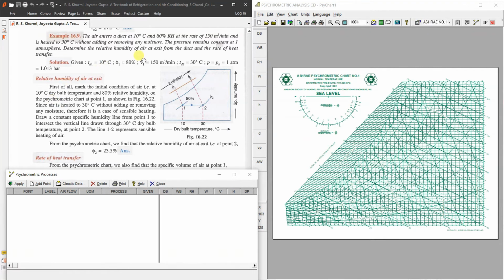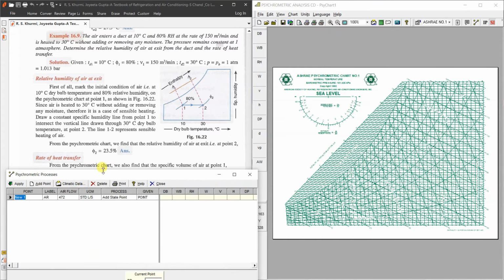Okay, next, determine relative humidity of air at exit from the duct. So point number 2, we have to find relative humidity and the rate of heat transfer. Now we will mark point number 1.